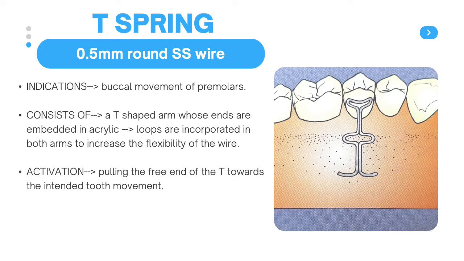This spring is made up from 0.5 mm round stainless steel wire and it is used for buccal movement of premolars. It consists of a T-shaped arm whose ends are embedded in acrylic and the loops are incorporated in both arms to increase the flexibility of the wire. The activation is by pulling the free end of the T towards the intended tooth movement. Just put the plier here and then pull towards the intended tooth movement, pull it buccally.